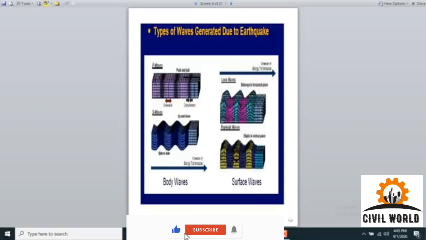The P waves mostly travel in a straight line. There is no amplitude in this type of wave, whereas the S waves travel horizontally in a zigzag mode. Now this amplitude is not along the vertical direction, it is along the horizontal direction, like a snake movement. These two waves are called the body waves.